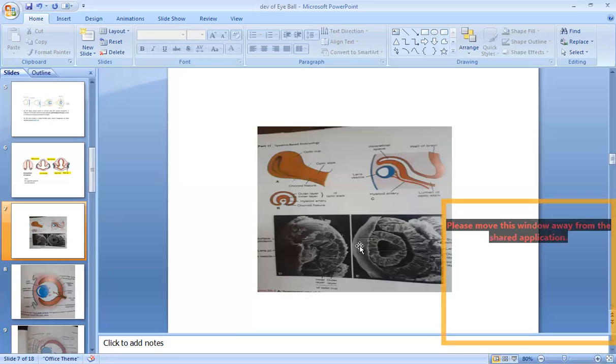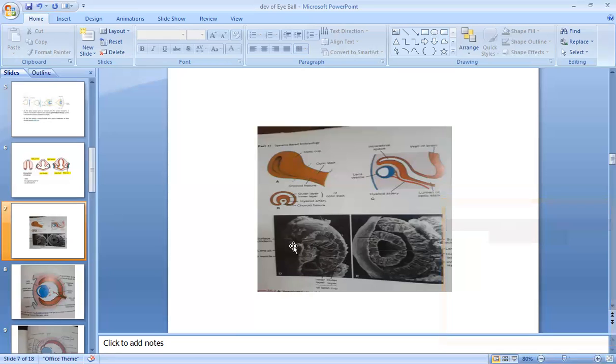The lower down are the electron micrographs of this picture. If you see by electron micrograph, you can see these things like this.